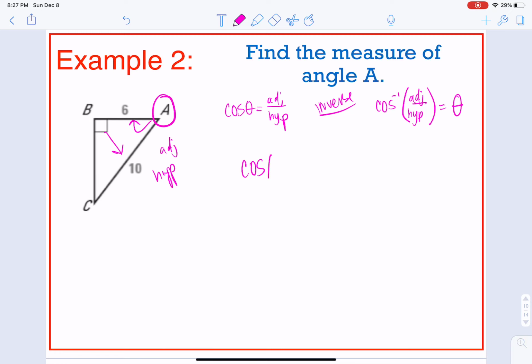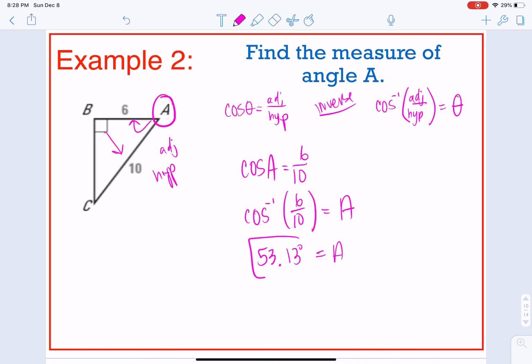So cosine of angle A is equal to 6 over 10. Again, I'm looking for that angle measure, so I want to use the inverse. So cosine inverse of 6 over 10 will output an angle measure for me. So cosine inverse of 6 divided by 10 is going to give me that angle A is equal to 53.13 degrees.